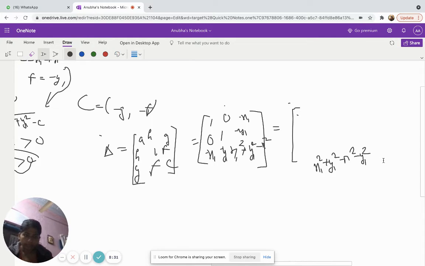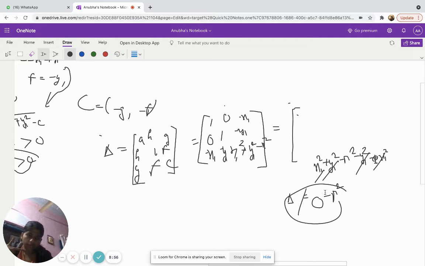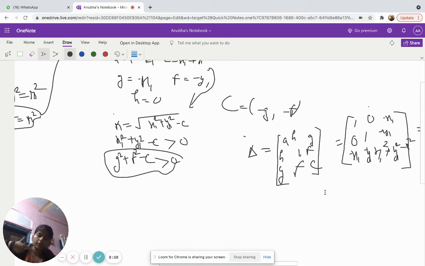that is plus x1. Sorry, minus x1 square. So these two cancel and we get minus r square. Delta is not equal to 0. So we say that this represents a circle.